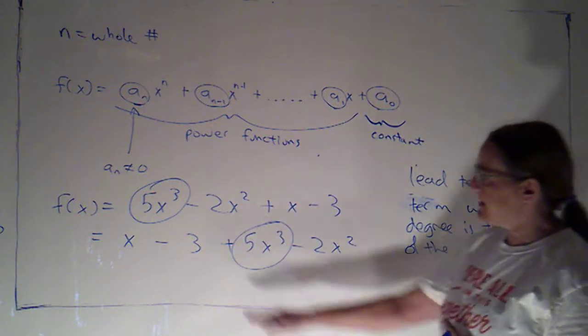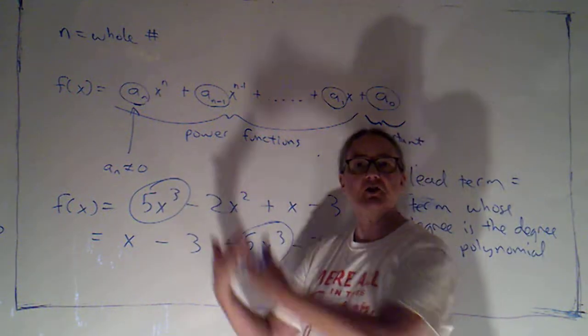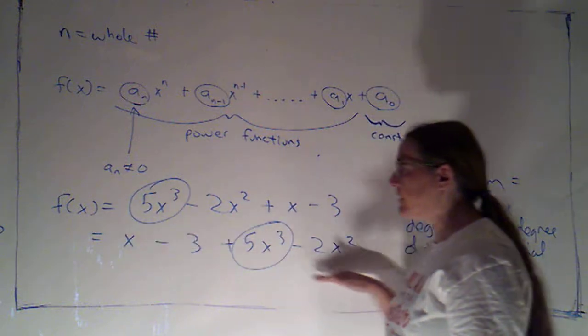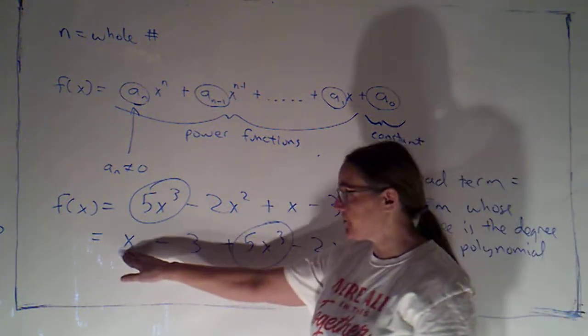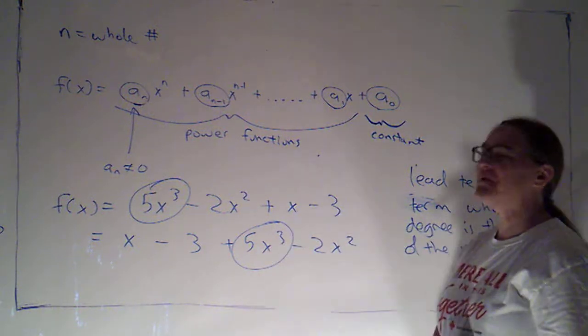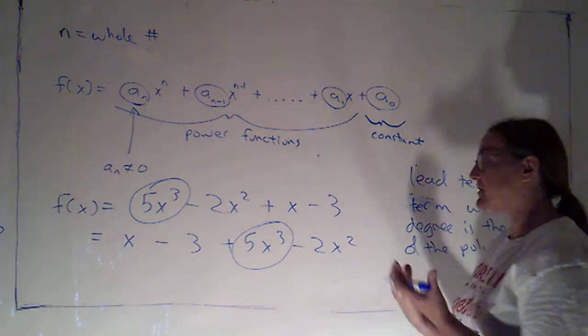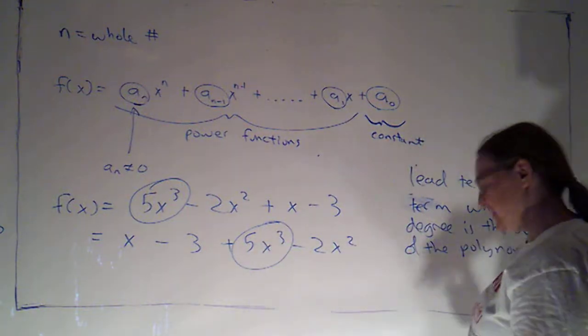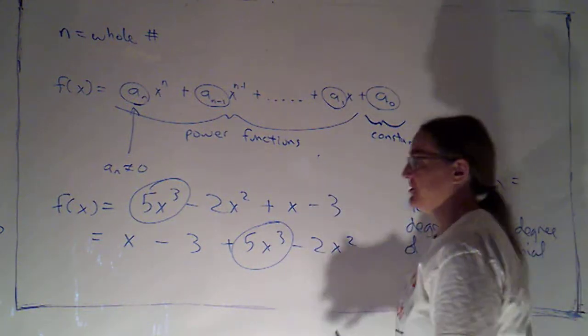If you write things in descending order, the lead term will be the first one you wrote. If you write things in a different order, the lead term is not the first one you wrote. The lead term doesn't change. The lead term is the term with the biggest power of x, so that the degree of this term matches the degree of the overall polynomial.